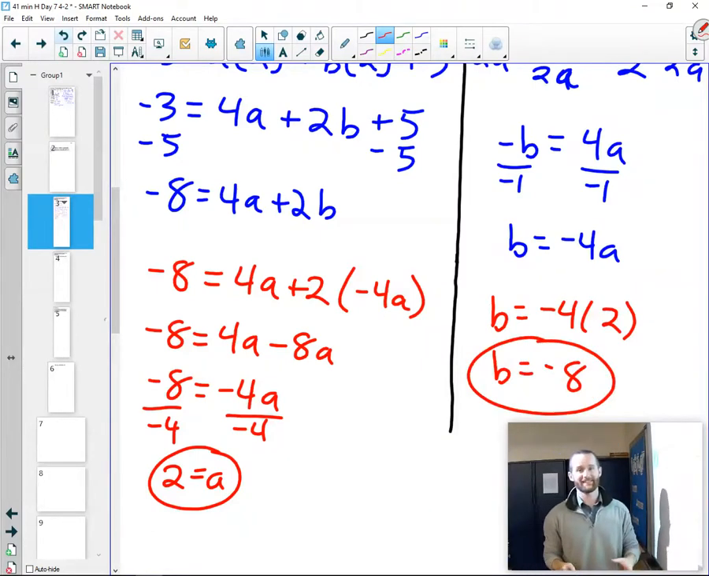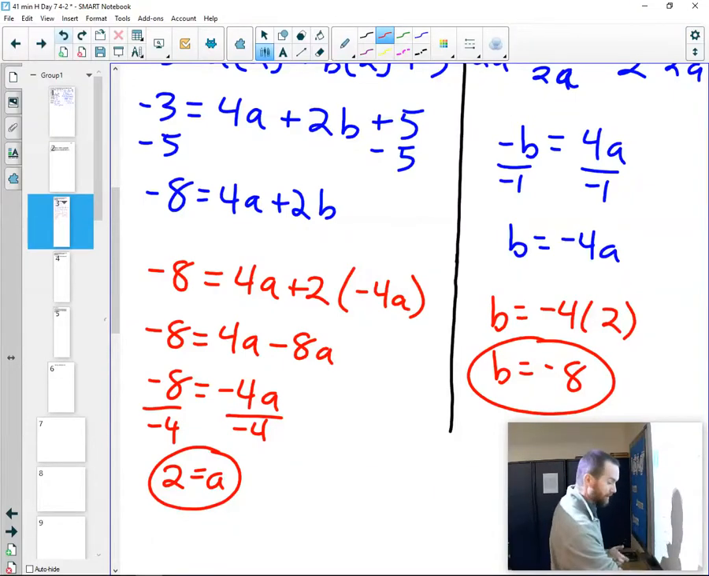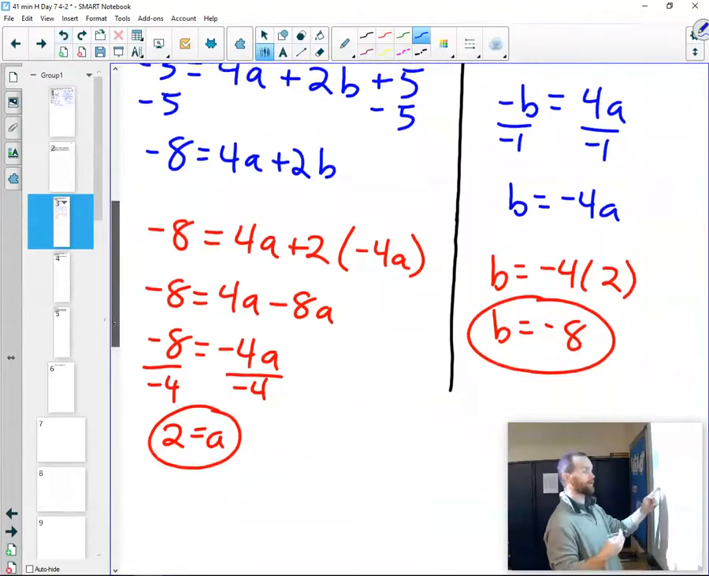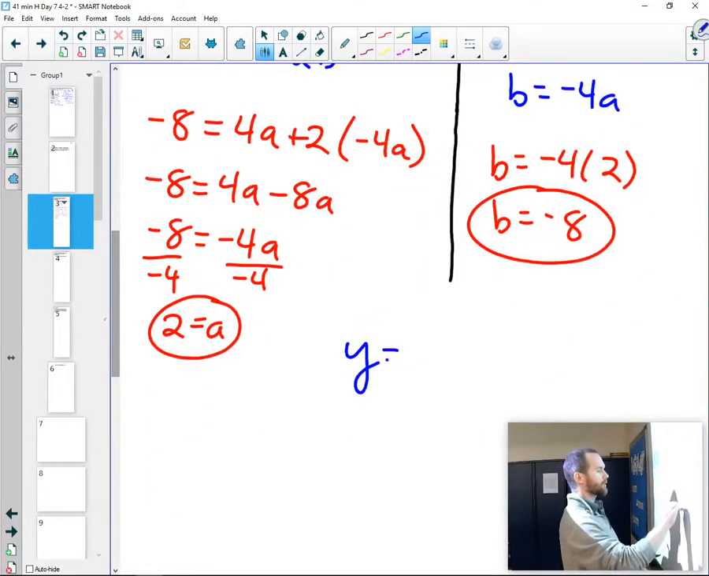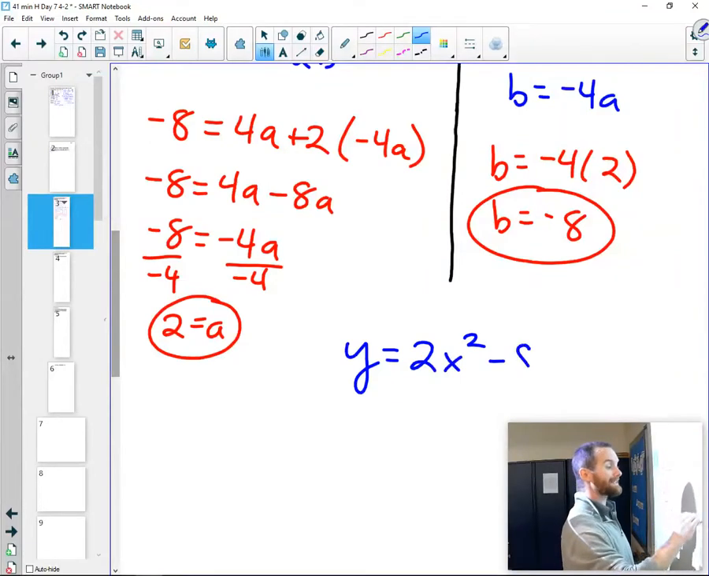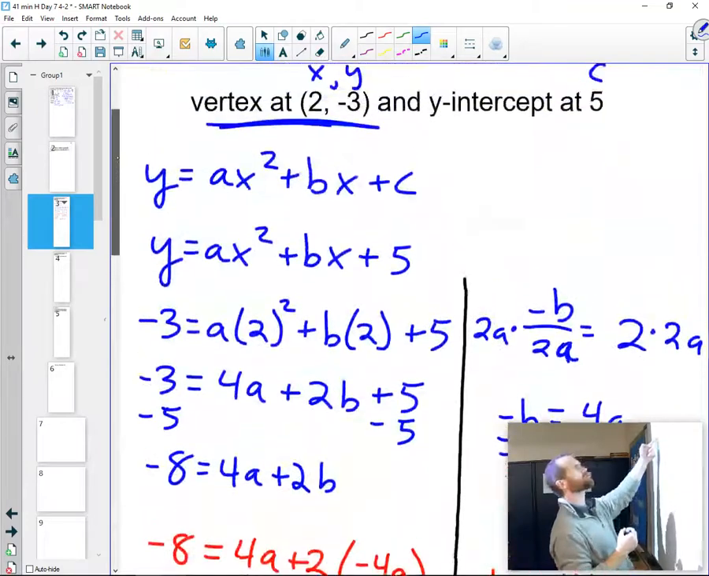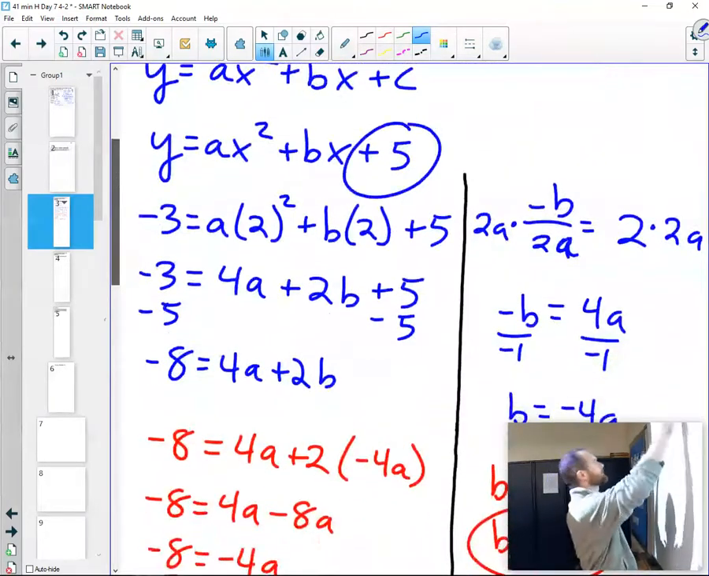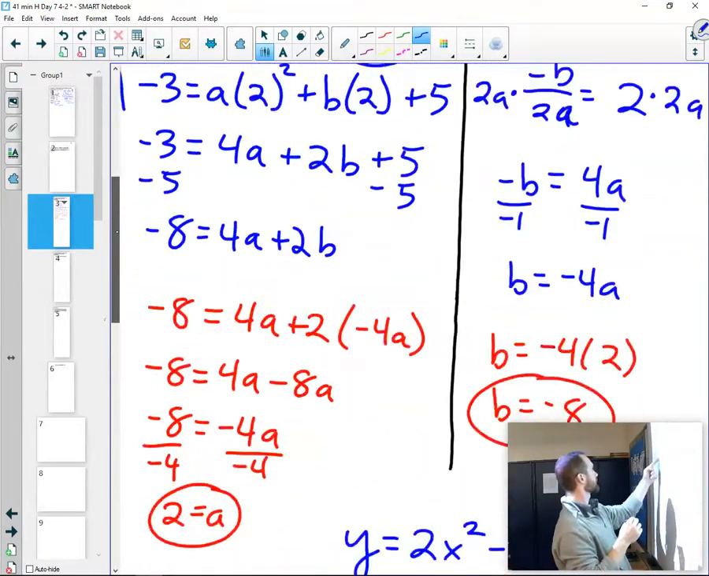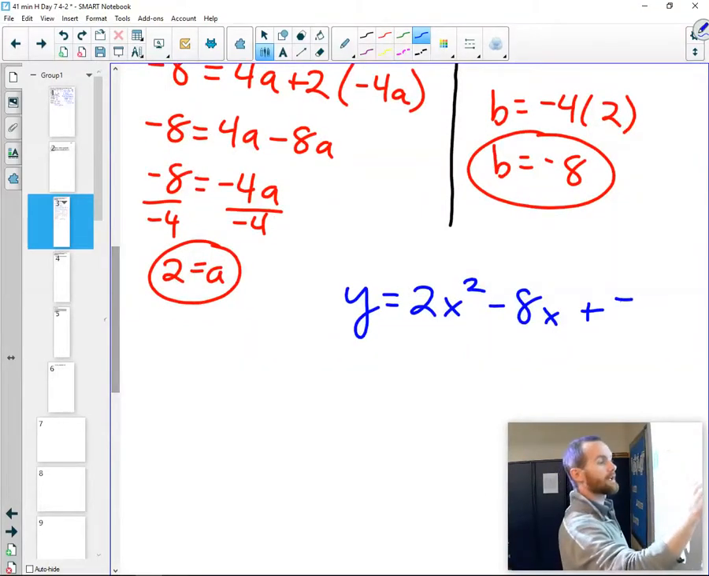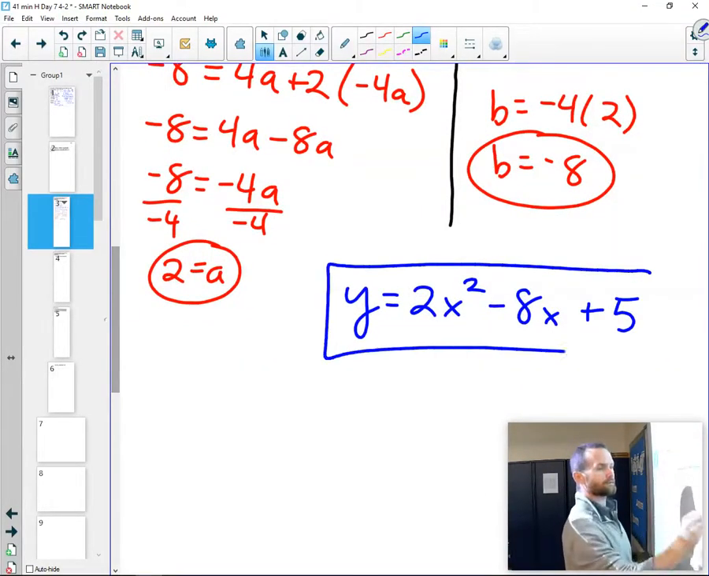Now the trouble is we're not done yet, because remember, they asked us for an equation, so we have to take these values and plug them into standard form. So our final answer will be y equals a, which is 2, x squared, plus bx, which is -8x, because -8 is our b value, and c is what we found first. What was that? +5. Yeah, we can see right there, +5. So scroll down, +5. And that is our final answer.